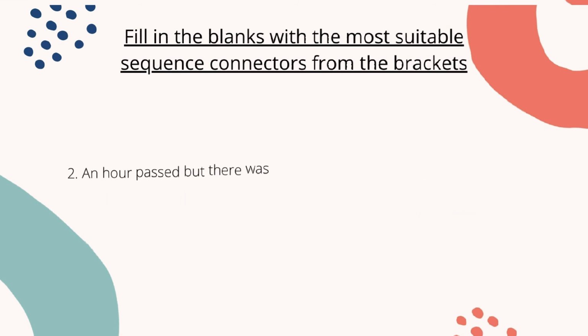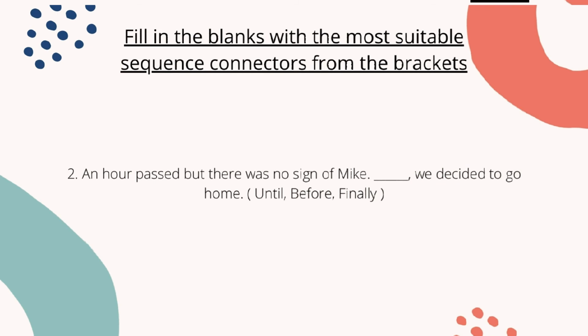Next, an hour passed, but there was no sign of mine. We decided to go home. Until, before, finally. The answer is finally. An hour passed, but there was no sign of mine. Finally, we decided to go home. It demonstrates the last section of this sentence.